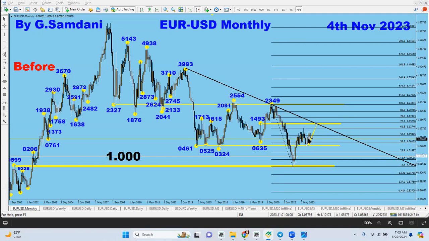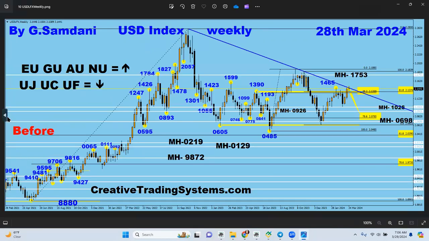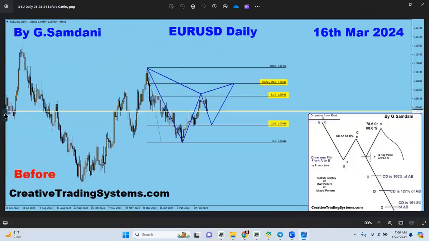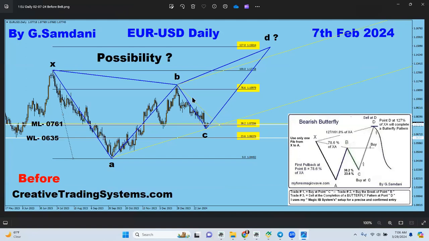So now let's take a look step by step at what happened. I will show you from the beginning. I opened the folder. All right, so this is one of the charts I made on 7th February. It's a harmonic pattern, on the EUR-USD daily chart.